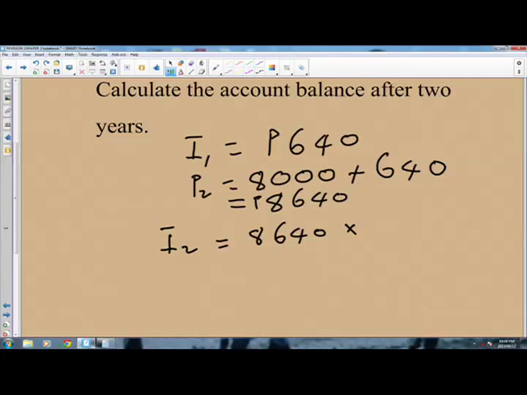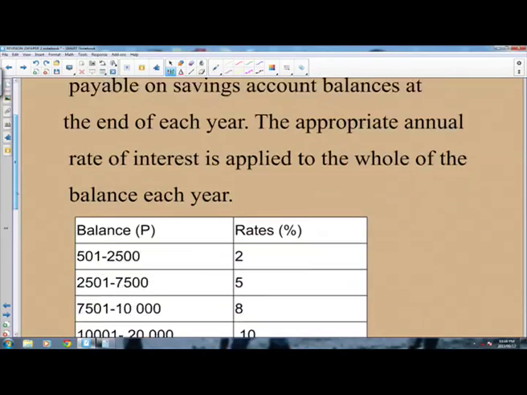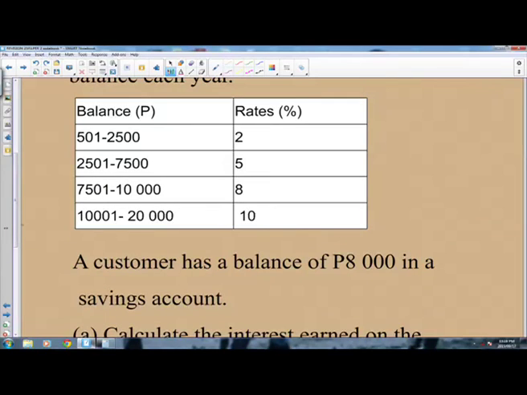We need to go and check, where does the 8,640 fall? Is it within the same range? Let's go to the table and check. It's very important that we check where the 8,640 is. 7,501 to 10,000, so it is still 8% because it's within the 7,501 to 10,000. So it's within this. The interest is still 8%.